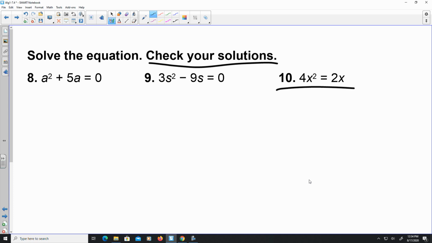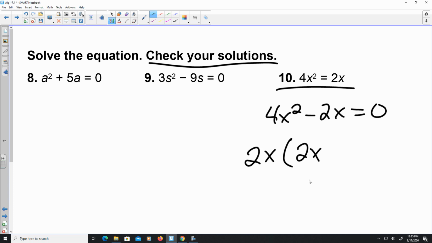It's not set equal to 0, so I'm going to subtract the 2x from both sides because my lead coefficient would then be positive. So it leaves me with 4x squared minus 2x set equal to 0. I can factor out a 2x, which would leave me with 2x minus 1, because 2x times 2x is 4x squared, and 2x times negative 1 is negative 2x.